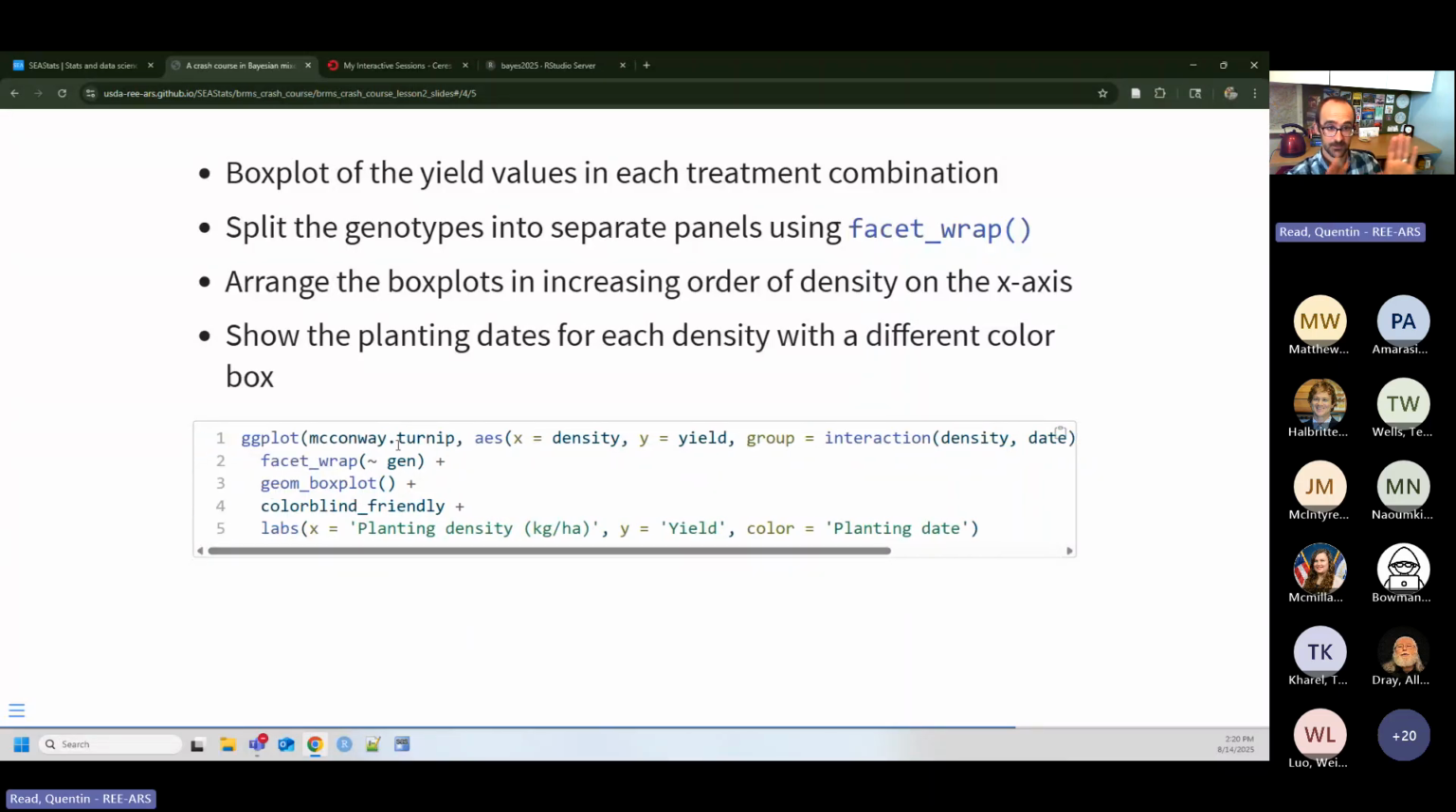That takes care of density and date, but we also have genotype. So then we're going to separate the whole thing into 2 panels, one for each genotype. This is a way to plot all of the 16 treatment combinations in one plot and show the distribution of the yield in each one with a box plot, with a nice colorblind friendly color scheme and a nice set of labels to actually make the plot interpretable.